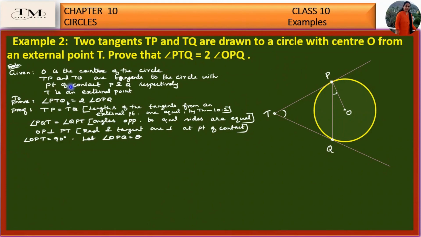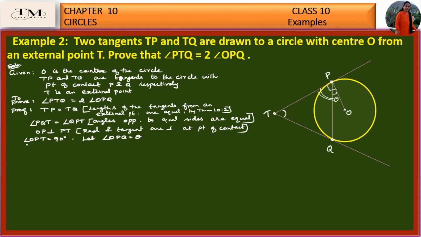So far we have assumed these things and we got angle OPT is equal to 90 degree, and we have assumed angle OPQ as theta. So this angle is theta. Now what about this angle, that is angle QPT? So this whole angle is 90 degree. So we can say angle QPT plus angle OPQ will be equal to 90 degree.